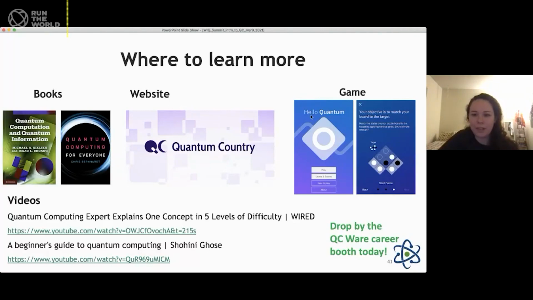And then there's this game that I have on my phone. It's called Hello Quantum. So we probably all spend a lot of time on our phone. So this is a way to learn about quantum while you're playing. Basically, you have to look at different quantum circuits and build them. And it quizzes you.